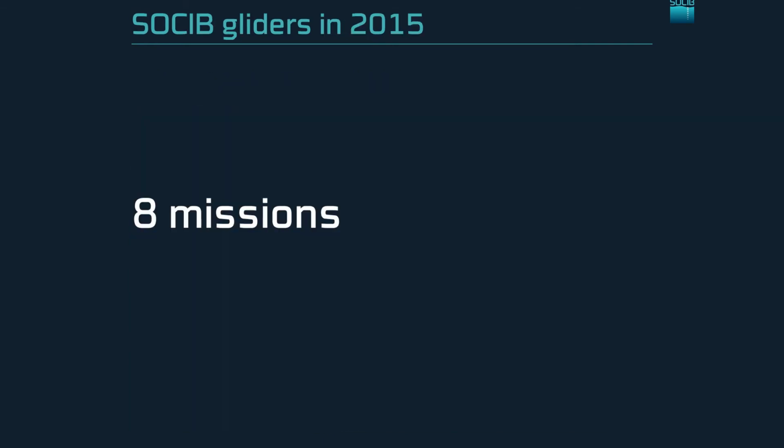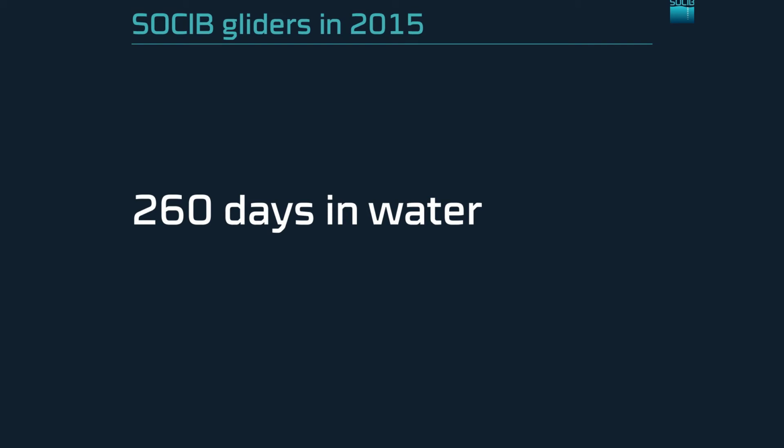A few numbers about the glider missions this year. We had 8 missions, more than 200 days in water. An interesting figure, maybe not the exact price, but more or less: any profile measured by a glider, if you take into account the cost, maintenance, etc., is about 30 euros. If you compare with measurements done with ships, it's very cheap. I mean, 30 euros per profile. So we can get a massive amount of information thanks to this nice profiler.